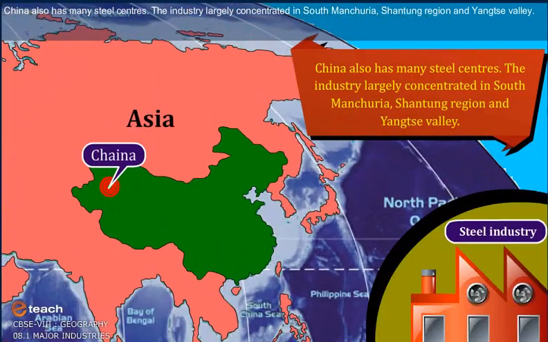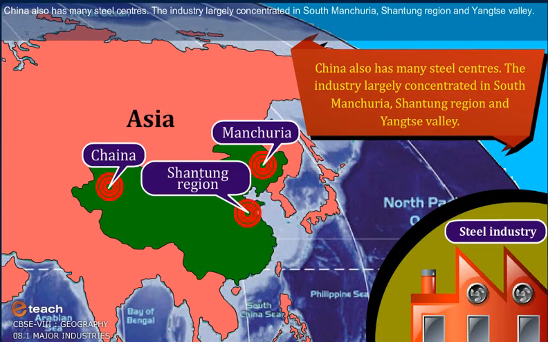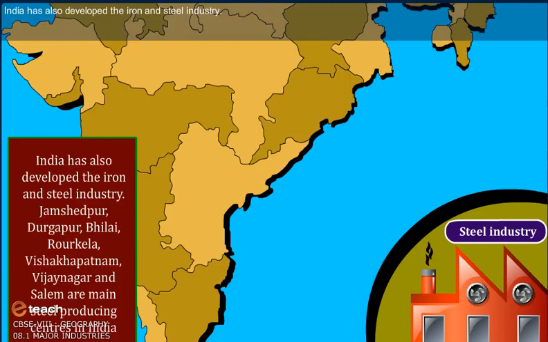China also has many steel centers. The industry is largely concentrated in South Manchuria, Shantung region, and Yangtze Valley. India has also developed the iron and steel industry.